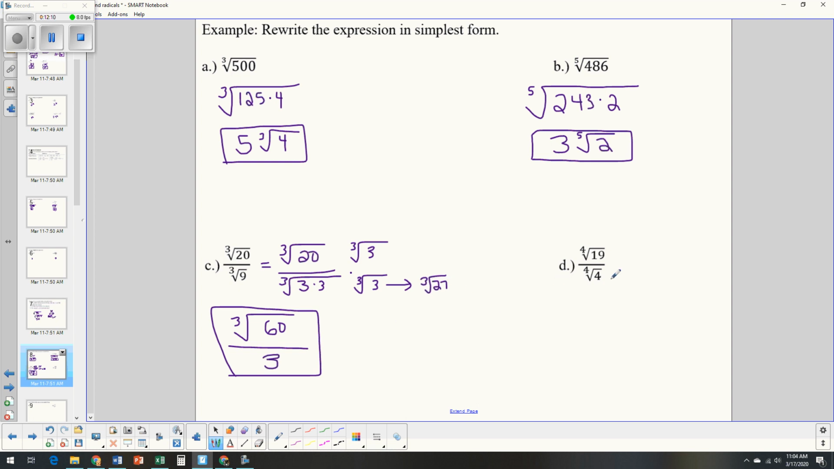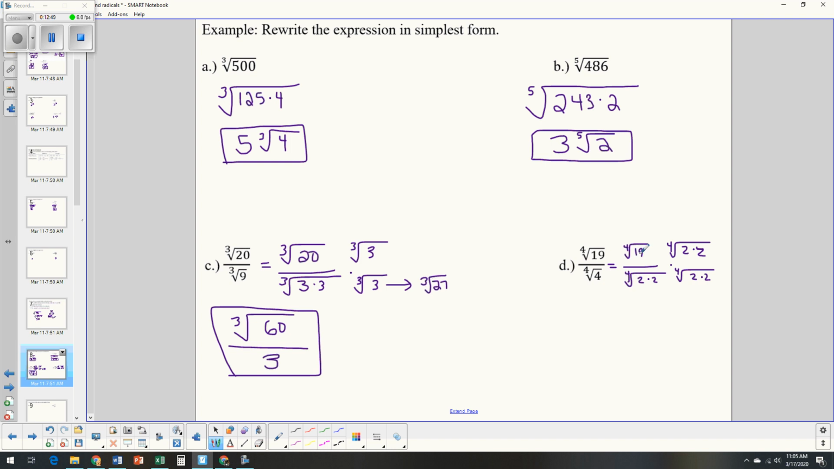All right, in D, I have the fourth root of 19 over the fourth root of 4. 19 and 4 do not reduce. I can't go that method. So I'm going to rewrite this as 4 is really 2 times 2. Right? We always want to find something times itself to give us that number. So we have the fourth root of 2 times 2. So now I really need 4 2's altogether. So I already have 2 of them, so I need 2 more. So we're going to multiply both the top and bottom by the fourth root of 2 times 2, or 4.